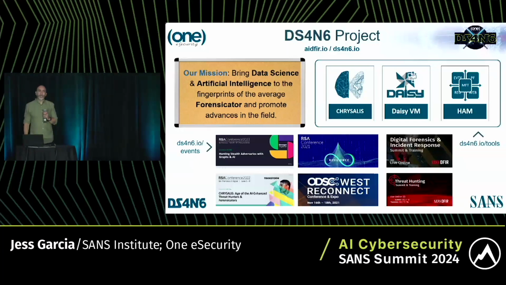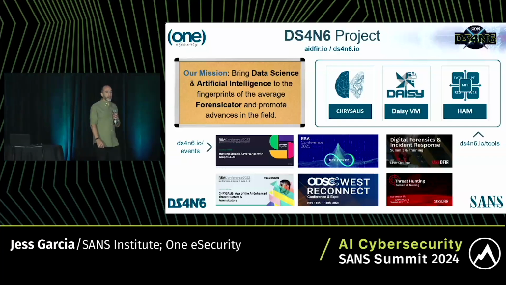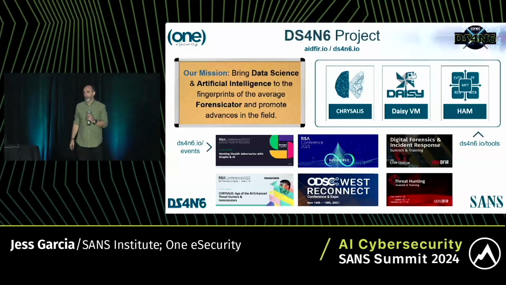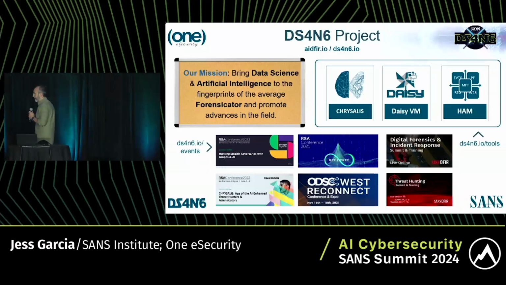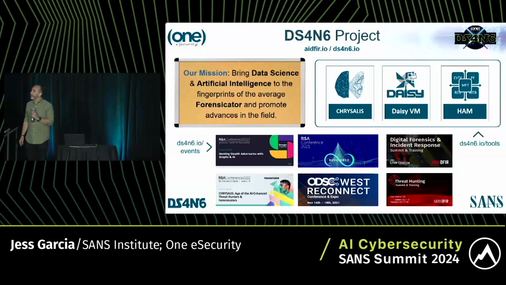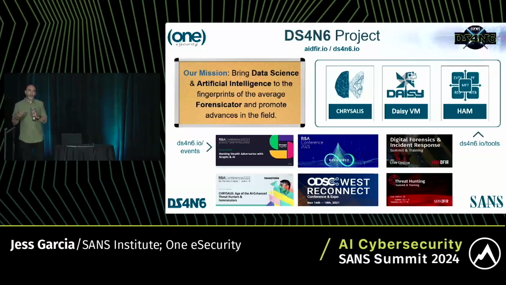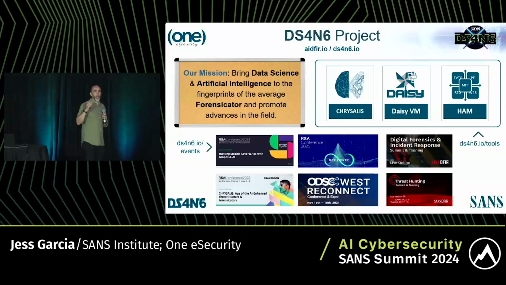Data Science Forensics was an attempt to use data science and artificial intelligence applied to DFIR. We created a library called Chrysalis, which started as a small project. Now it's been adapted also to Gen AI and other things. We created a virtual machine to make things easier. And our final objective was to have forensicators be able to use all these tools without knowing AI, okay?